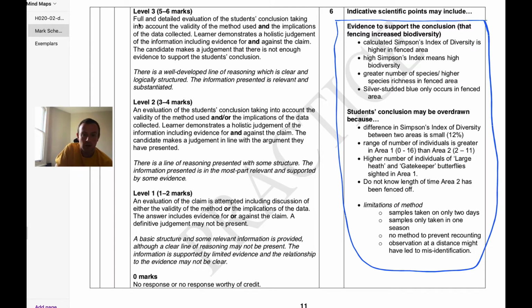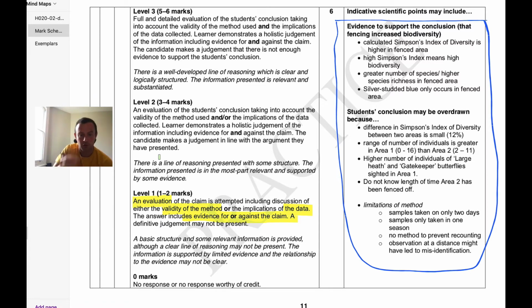First of all, 1 or 2 marks: an evaluation of the claim. You have some discussion. You can either talk about the method or about the implications of the data, and you include evidence for or against the claim, but there may not be a judgment. Some people just said, yeah, the claim's great, here's some evidence, done. Maximum 2 marks.